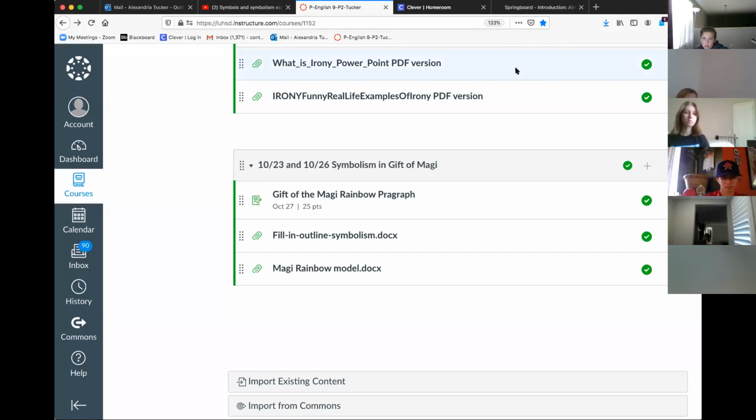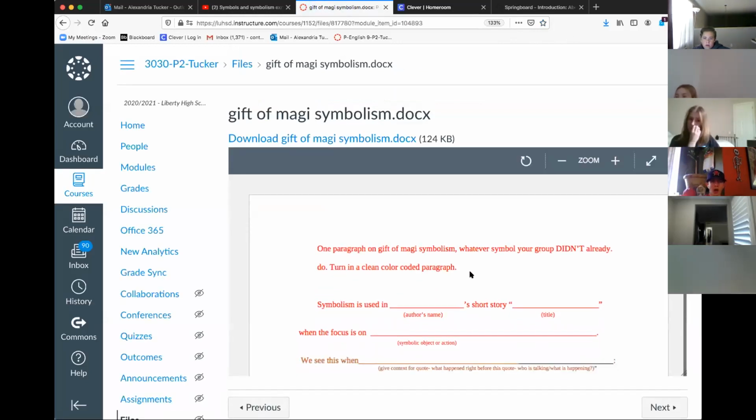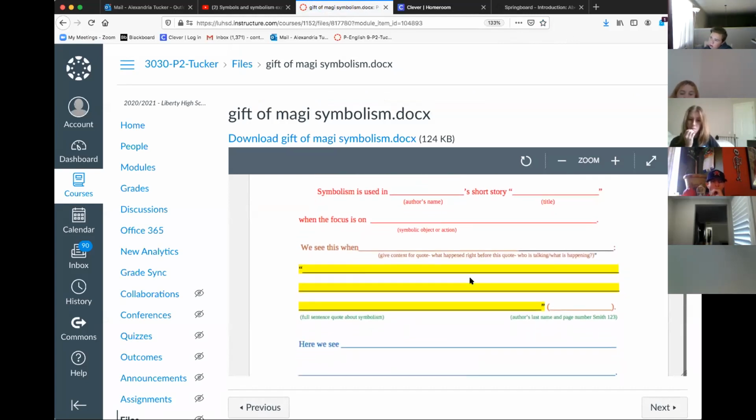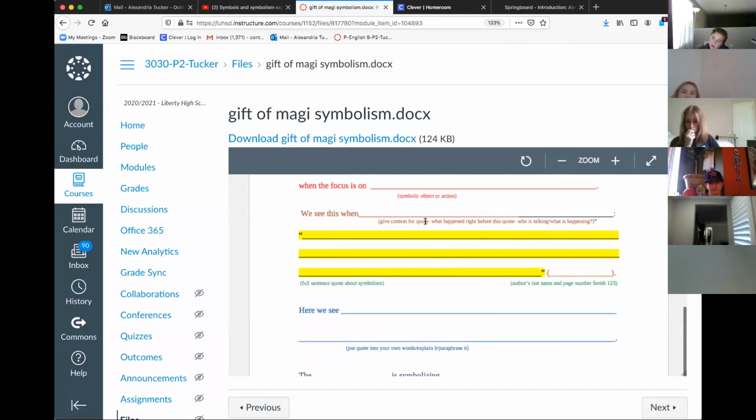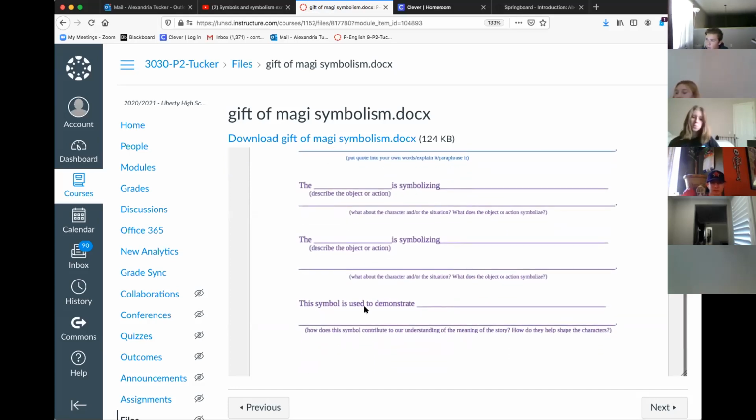Okay, so if you go to Canvas, you'll see where you're uploading the Gift of the Magi paragraph that you're going to write tonight, that's due tomorrow night. You'll also see a fill-in-the-blank outline that gives you step-by-step directions on exactly what to put for each of the colors, and those tiny words right there are what to put for each color. It gives you good sentence starters and really specific prompts for each color, so you know what to do.